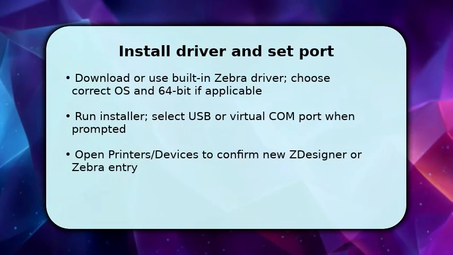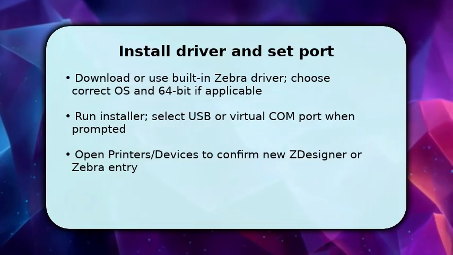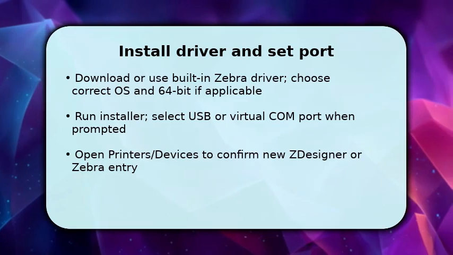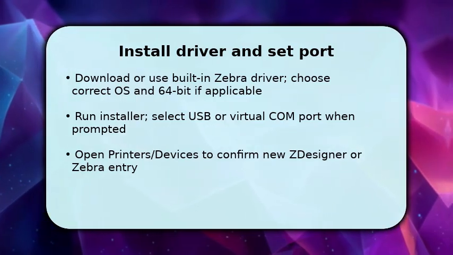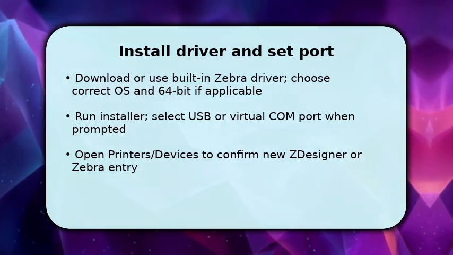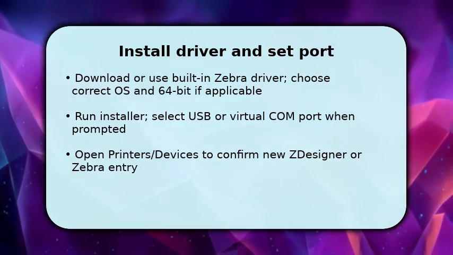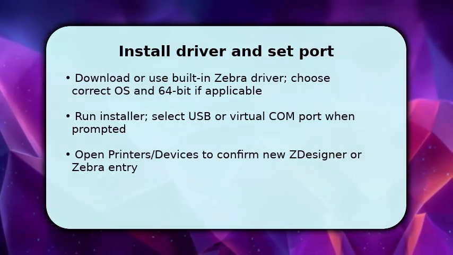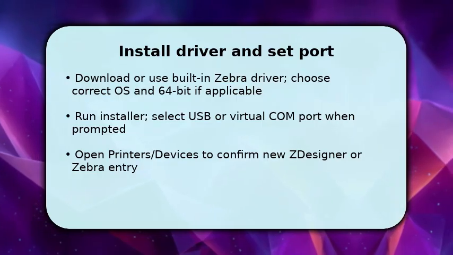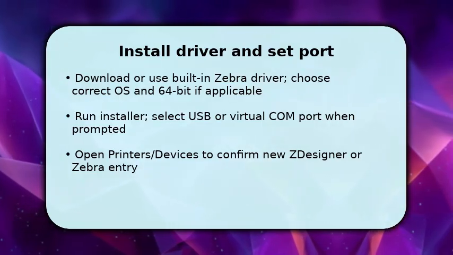Next, install the Zebra ZT410 driver, either the Z Designer package or the OS built-in driver. Choose the 64-bit option if your system is 64-bit because wrong architecture breaks printing. Run the installer and select USB or Virtual COM when it asks for a port. This maps the printer properly.